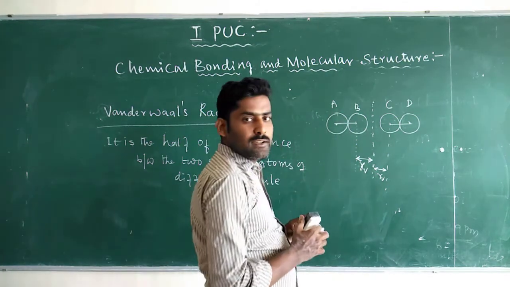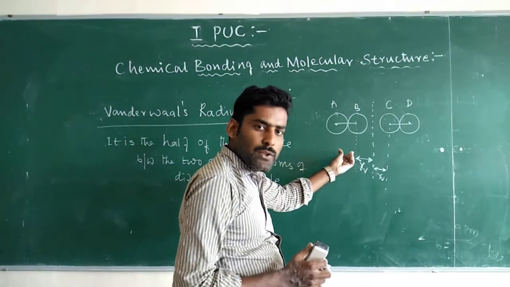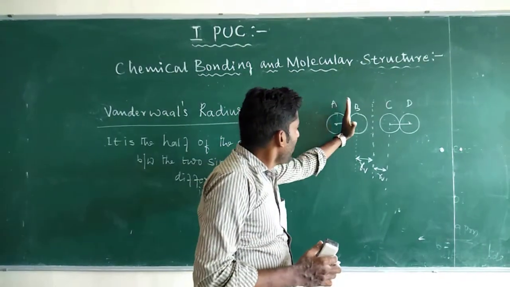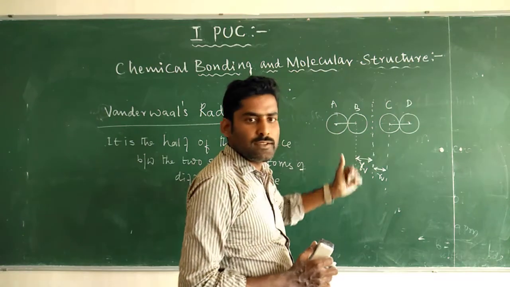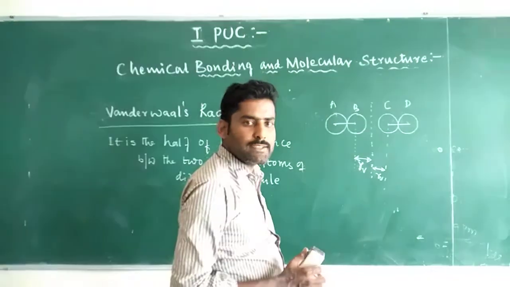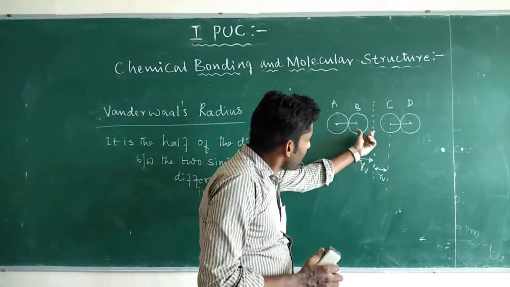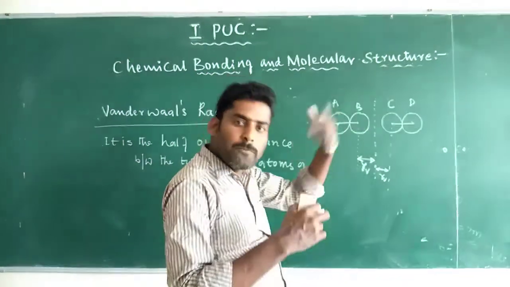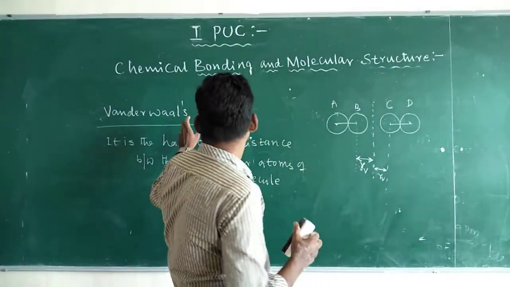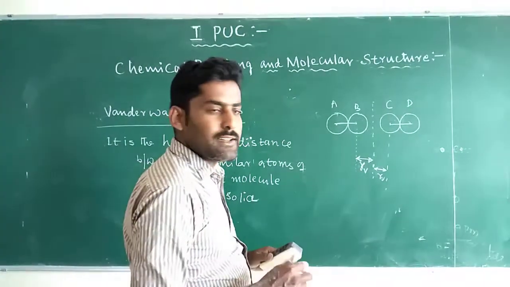In the same molecule, half of the distance between two similar atoms is called the covalent radius. Half of the distance between two similar atoms of different molecules is called what? Van der Waals radius.